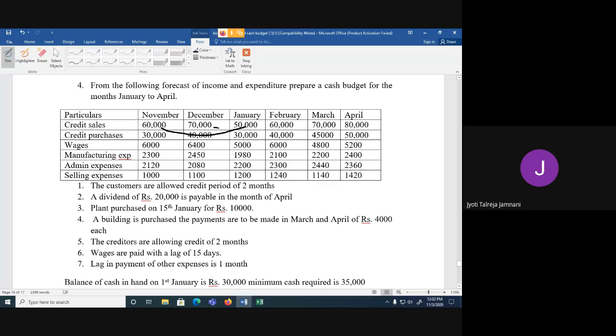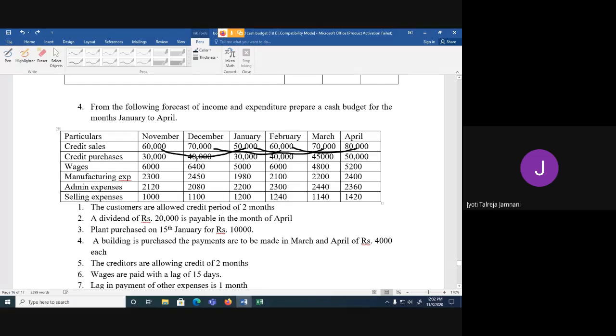November will be paid in January after 2 months. Then December will be paid in February. So December credit sales will be paid in Feb. January will be paid in March. Jan, Feb, 2 months you have to leave gap, and March will be paid in April. So this is how it has to be paid. So let's record it the same way.